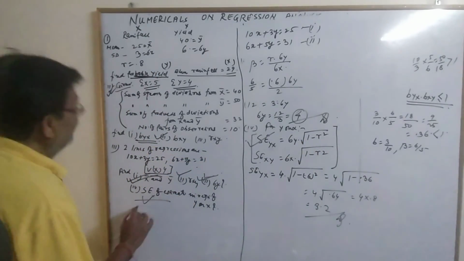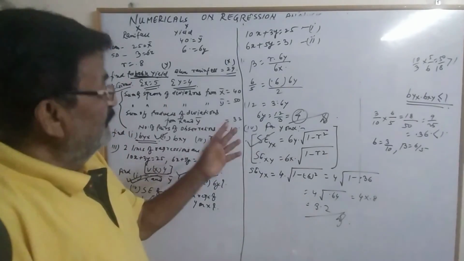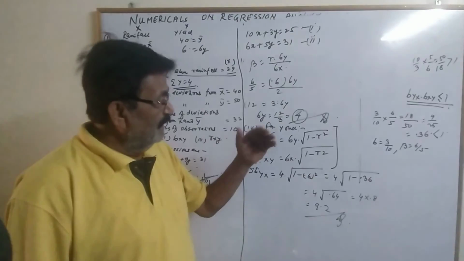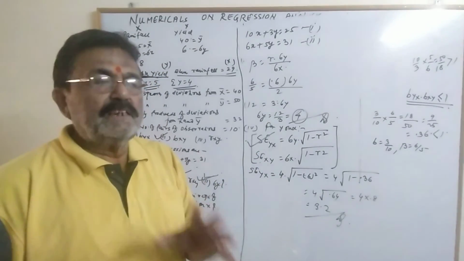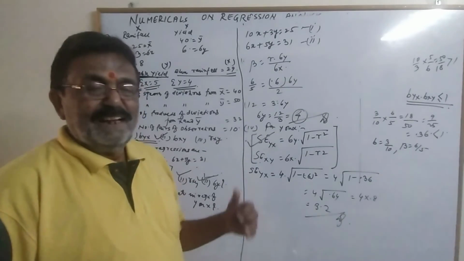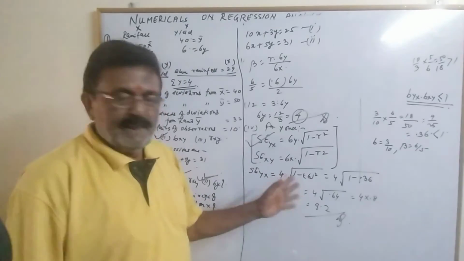So in today's class I have solved these 3 types of sums, and for today's class this is all. In tomorrow's class or the next video, I shall be dealing with the MCQs related to regression and correlation analysis, which I shall do in the next class. For today, this is all.